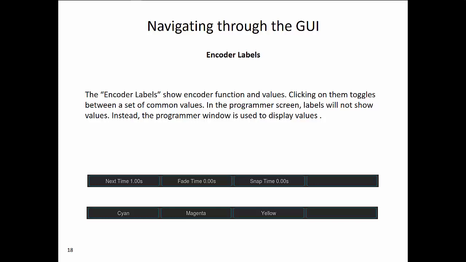There are 4 encoders on the 500 ML, and they are labeled at the bottom of the internal touchscreen. The encoder labels show encoder functions and values. Clicking on them toggles between a set of common values. In the programmer screen, labels will not show values. Instead, the programmer window is used to display values.